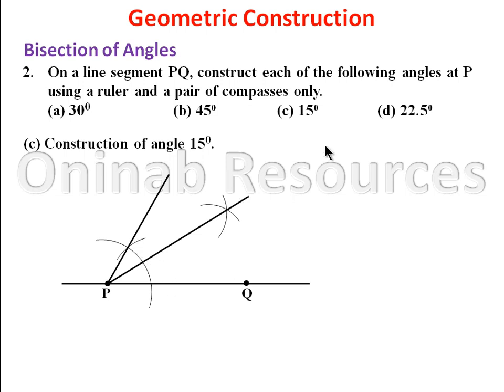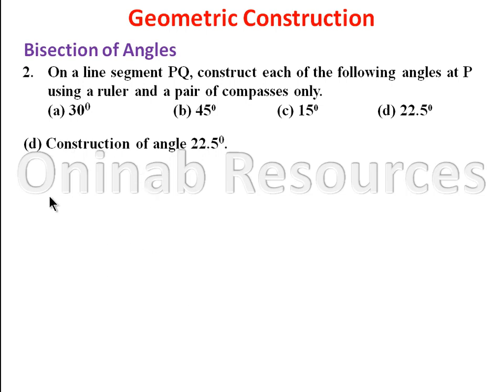We now bisect this 30 to give us 15 degrees. We still take these two points as our points of bisection. So we take this point as center, draw an arc, take this as center, draw another arc to point. So their point of intersection is joined to P, and this angle here is 15 degrees. And remember, the angle from here to this place is 180 minus 15. That will give us 165 degrees.